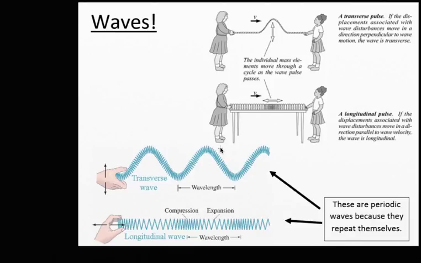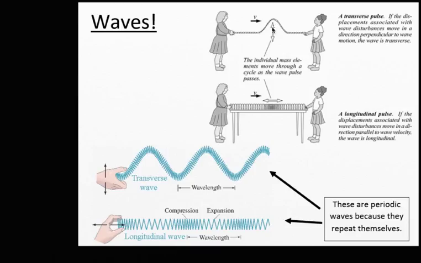Okay, today we're talking about wave motion. The first two types of waves we're going to look at are transverse waves and longitudinal waves. Okay, so a transverse wave is a wave whose wave motion is actually perpendicular to the way that the wave is moving.